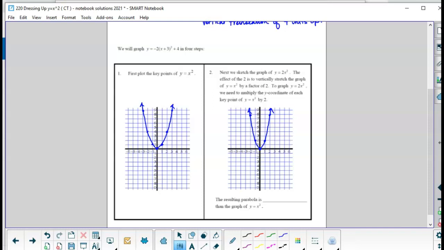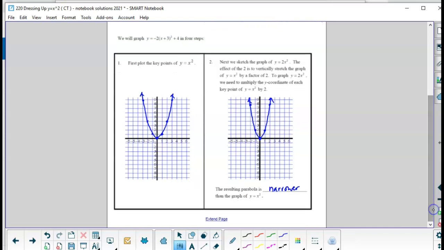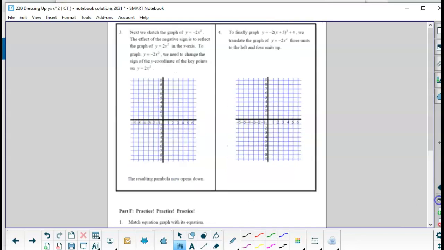Okay. So the resulting parabola, I say skinnier, but narrower is more mathematical. Let's talk that way. Okay. Then from there, we want to sketch y equals negative 2x squared. So before we had y equals 2x squared. So we have that. I'm just going to put the points in.